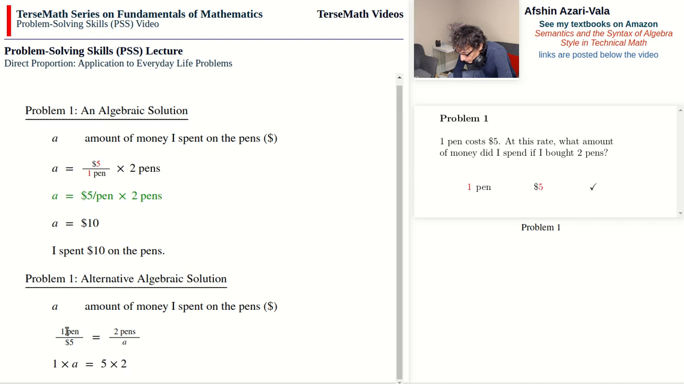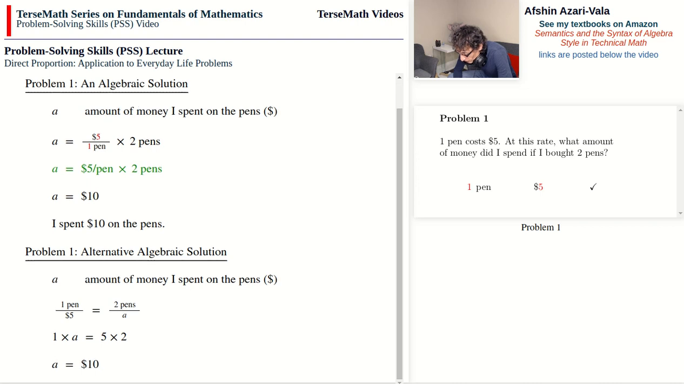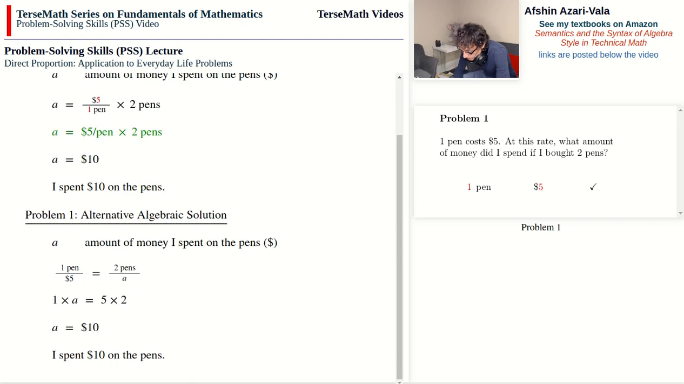then we end up with 1 times A is equal to 5 times 2. And on the left side, we end up with A, and on the right side with 10. And so I spent $10 on the pens.